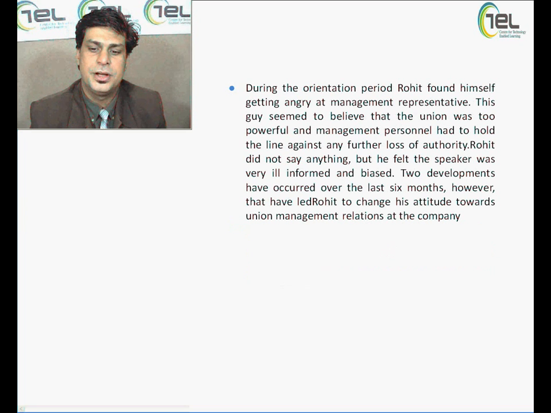During the orientation period, Rohit found himself getting angry at management representatives. This guy seemed to believe that the union was too powerful and management personnel had to hold the line against any future loss of authority. Rohit did not say anything, but he felt the speaker was ill-informed and biased. Two developments have occurred over the last 6 months, however, that have led Rohit to change his attitude towards the union management relations at the company.